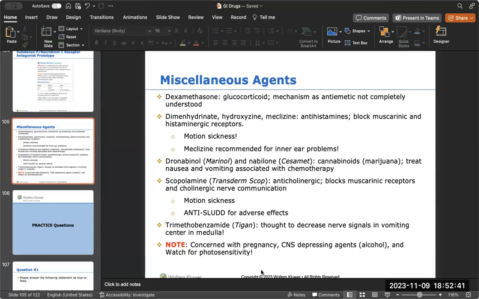And yeah, for these different types of miscellaneous drugs, we're mainly concerned with pregnancy, CNS suppressing agents, because they all work in the brain, nervous system, cholinergic drugs, parasympathetic nervous system. They're all working on the nervous system, no CNS suppressing agents, and watch out for photosensitivity.